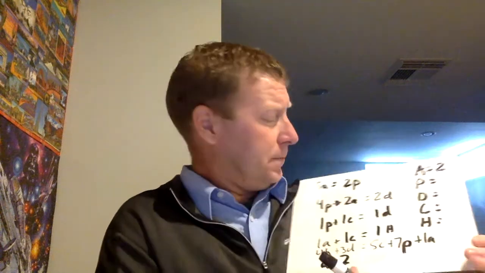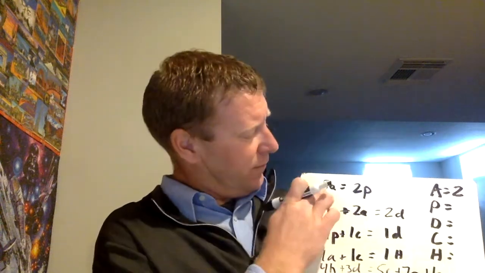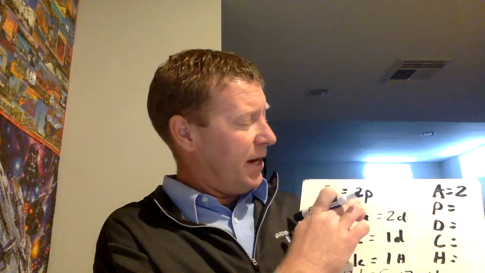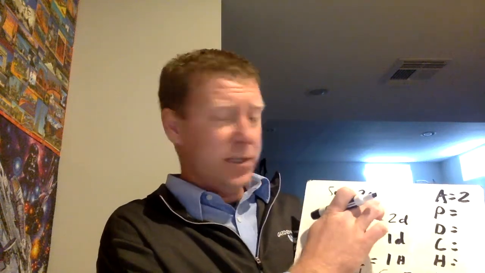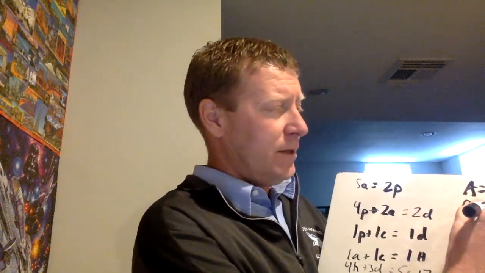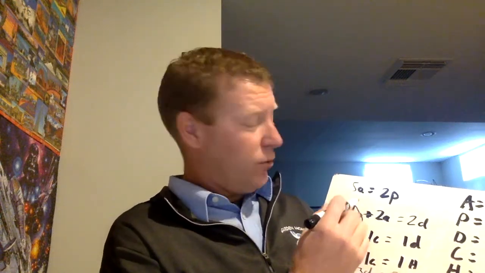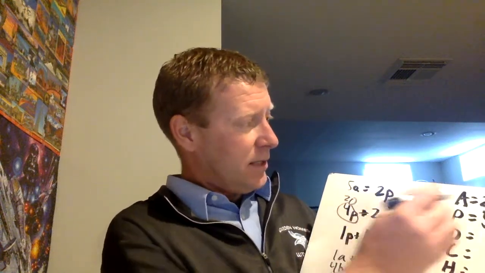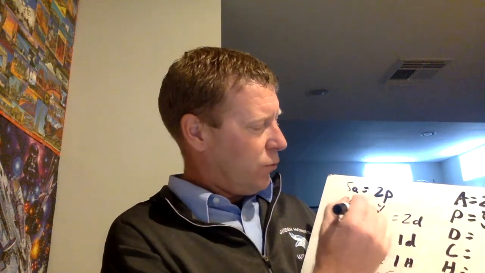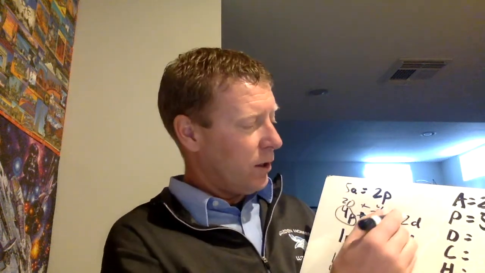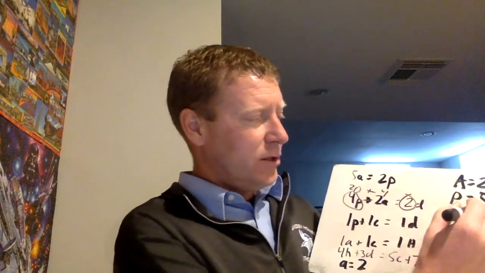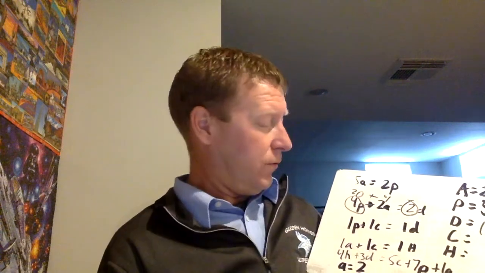So it goes like this. I stick the 2 in for A. 5 times 2 is 10. I divide by 2. That tells me this P is worth 5. So a palm is worth 5. Now I'll go over here. Stick my 5 in. 4 times 5 is 20. Stick my 2 in. 2 times 2 is 4. Add that together is 24. Divide it by 2 tells me a dar is worth 12.